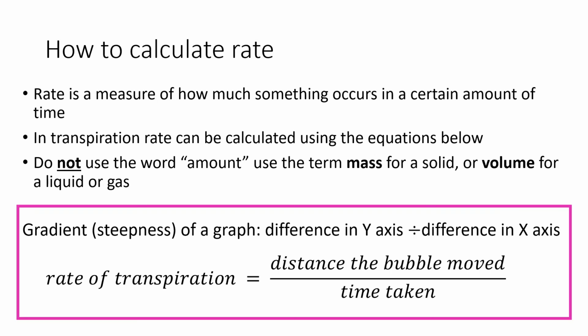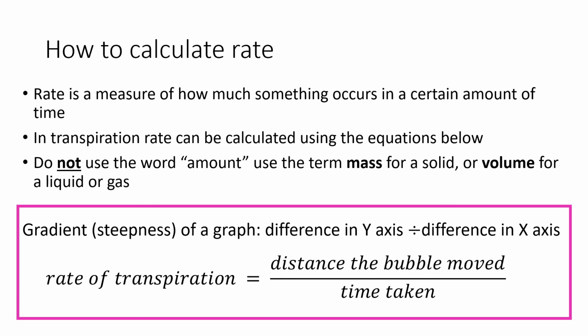So you need to be able to actually calculate the rate of transpiration, and to calculate the rate of transpiration, what you would normally do with the potometer is you would take the distance that the bubble moved and you divide it by the amount of time it took for the bubble to move that distance. Quite often you'd have to take this information from a graph, and remember that means you're looking for the gradient, which is how steep the graph is. We can calculate that by working out the difference on 2 points on the y-axis and then the difference on 2 points on the x-axis.